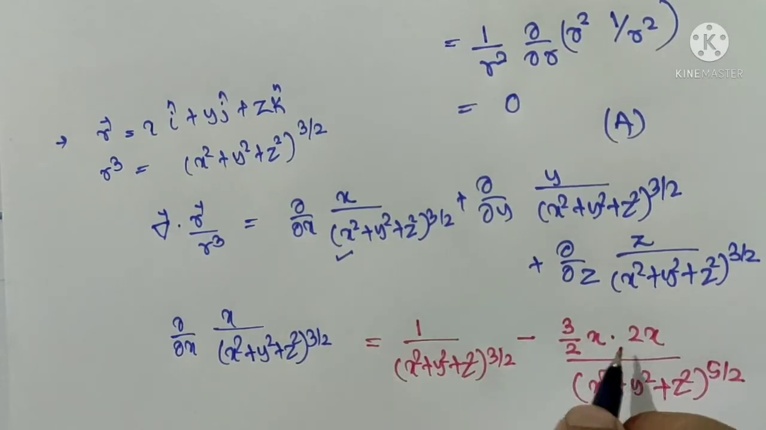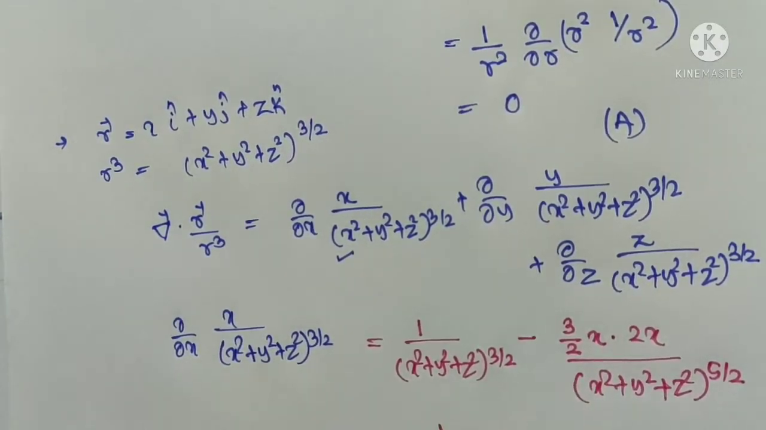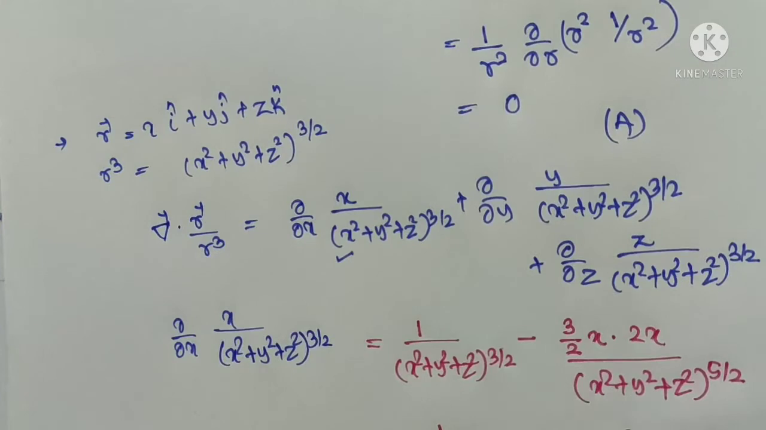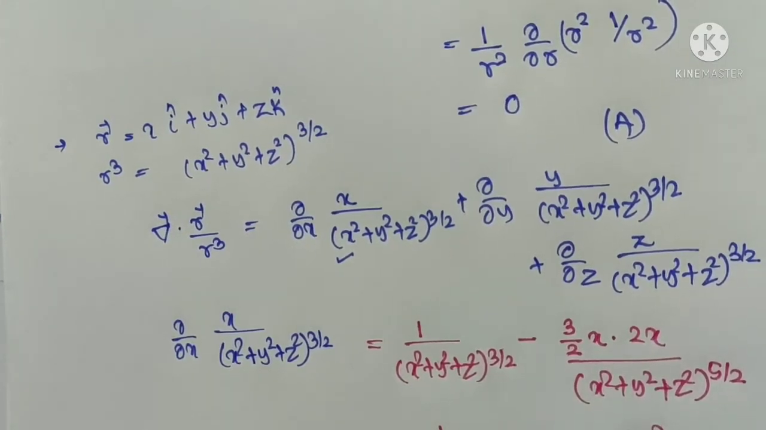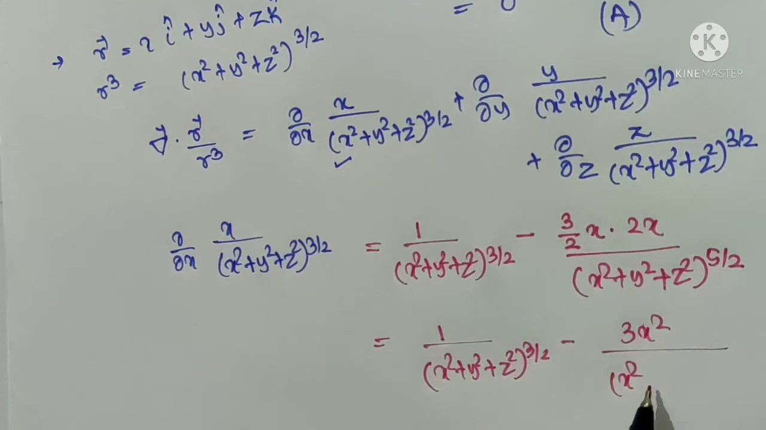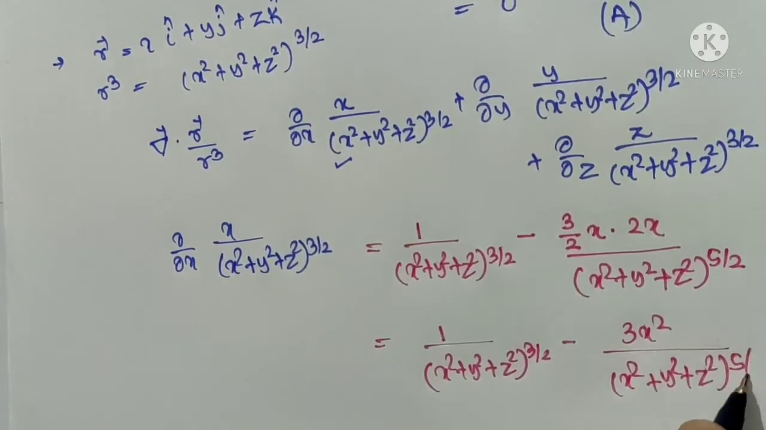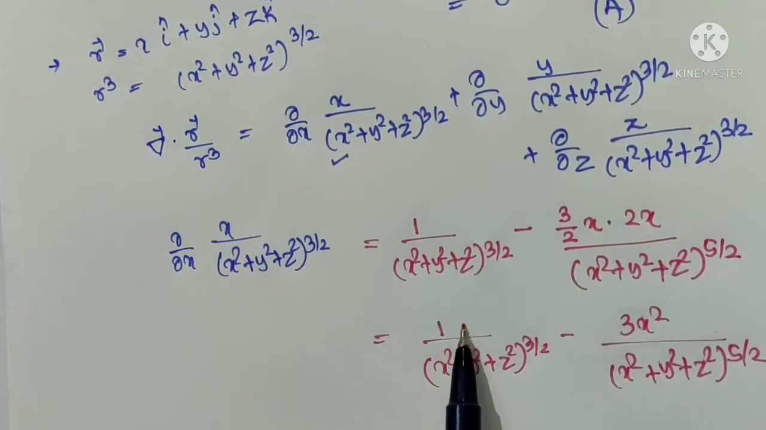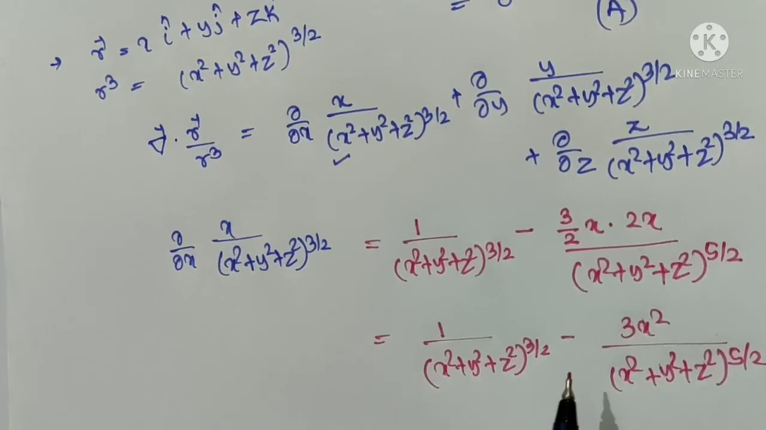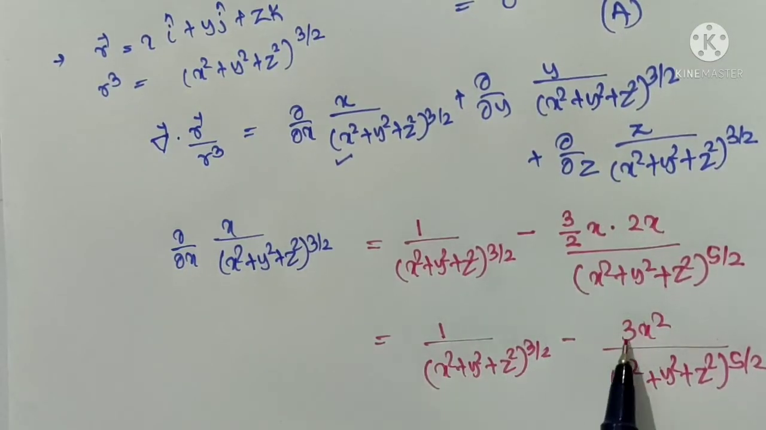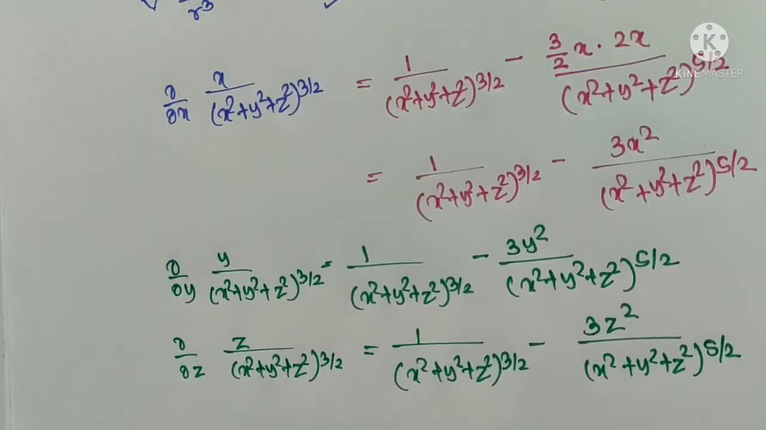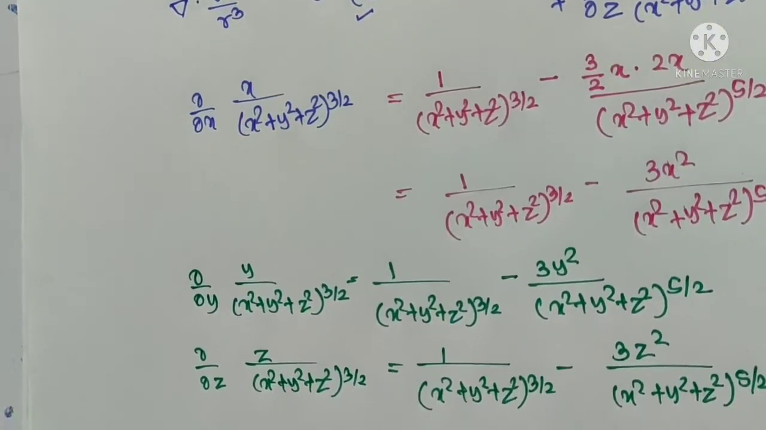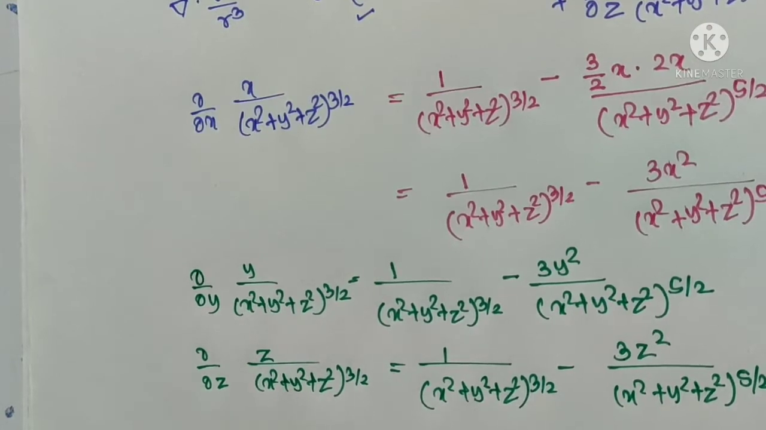तो ये 2 कैंसिल हो जाएगा और ये क्या हो रहा है कि 1 by (x square plus y square plus z square) 3 by 2 minus 3x square by (x square plus y square plus z square) 5 by 2. तो सिमिलरली देखो फॉर del by del y of y by this will be equals to 1 by this minus 3y square by this, and for del by del z, 1 by this minus 3z square by this. तो अभी ये तीनों वैल्यू इस डाइवर्जेंस में यूज कर लो, देखना जीरो आ जाएगा। सो डाइवर्जेंस ऑफ r वेक्टर बाई r क्यूब इक्वल्स टू 0.